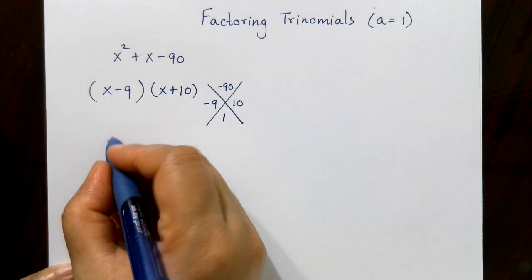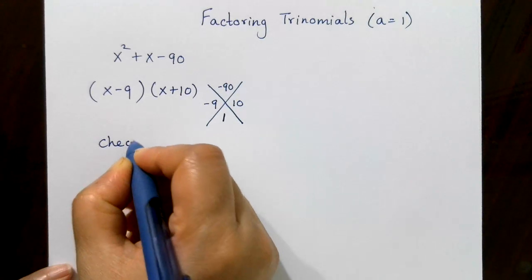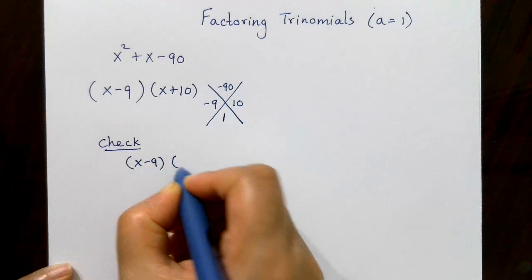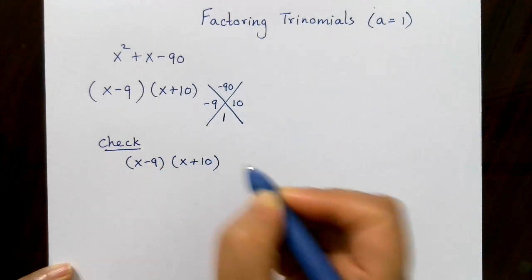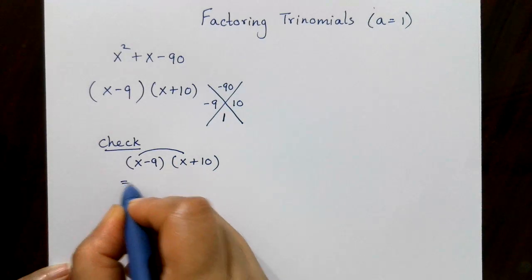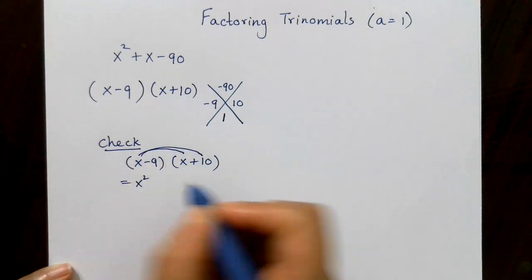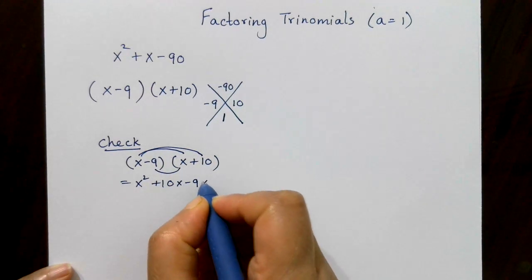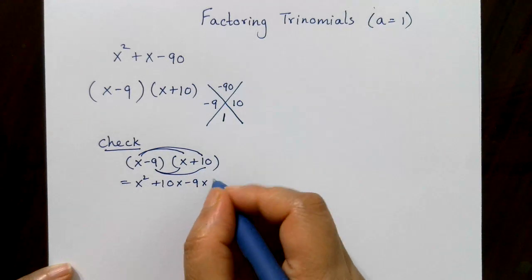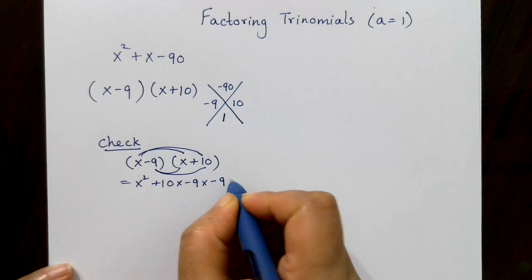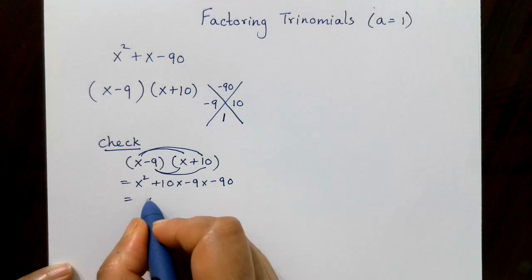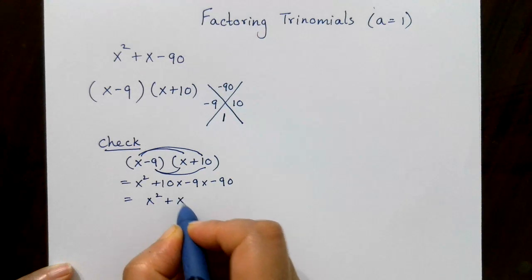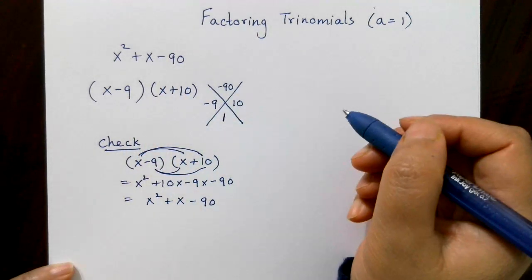Now, if you're not sure, you can check your work by multiplying these two binomials. x minus 9, x plus 10. So x times x is x squared. x times 10 is 10x. Negative 9 times x is negative 9x. Negative 9 times 10 is negative 90. So that gives you x squared, 10x minus 9x is 1x, minus 90, which is what we had.